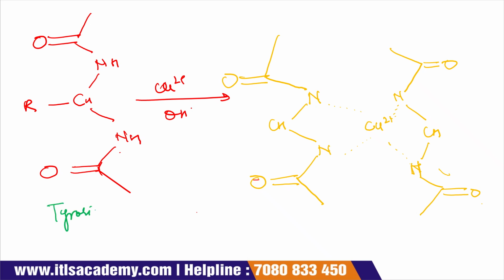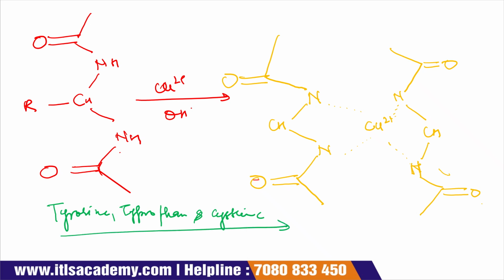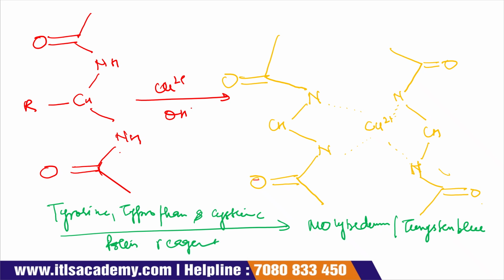So this is your tyrosine, tryptophan, and cysteine. It gives molybdenum and tungsten blue in the presence of Folin reagent. Okay, this is about the principle of this experiment, that is your protein estimation.